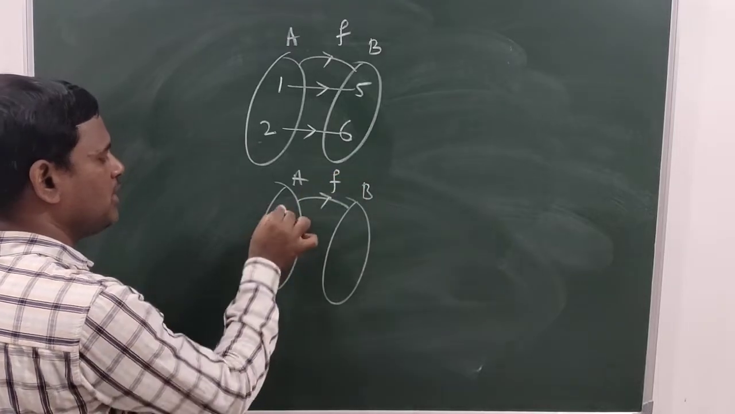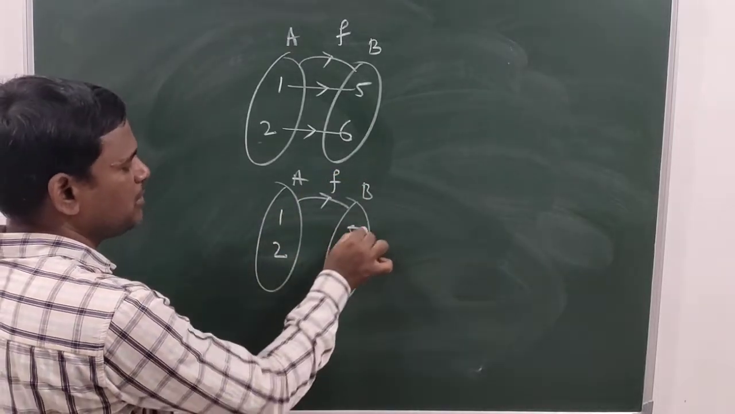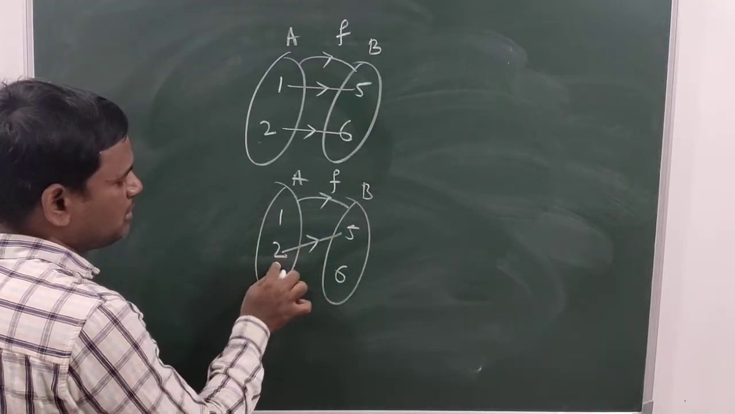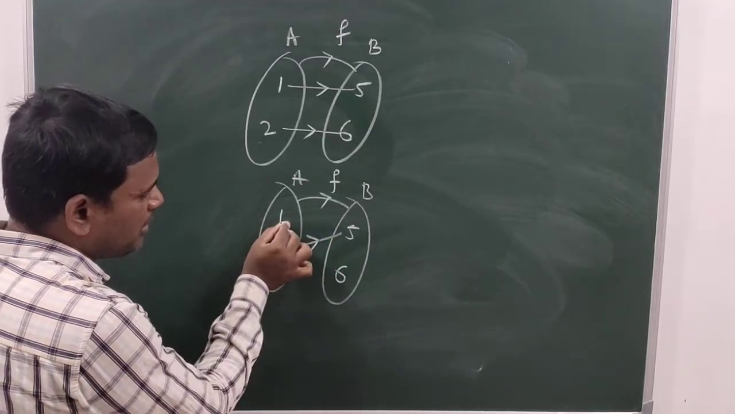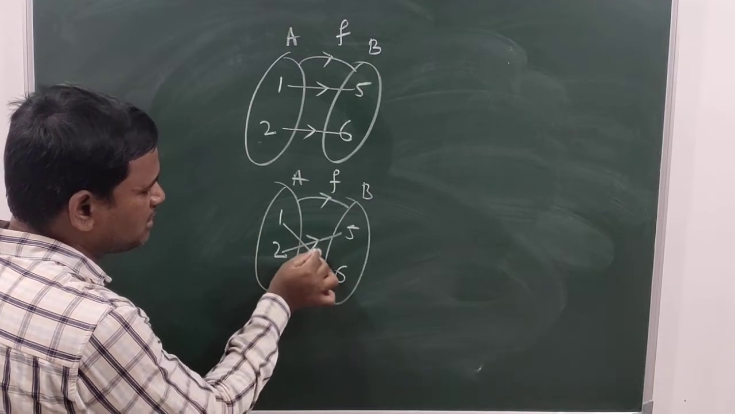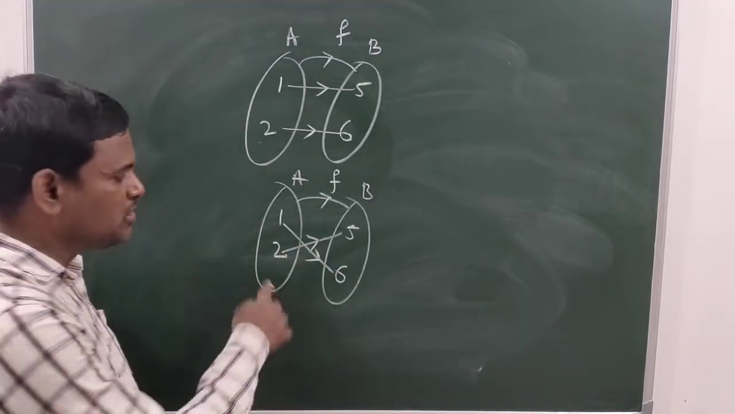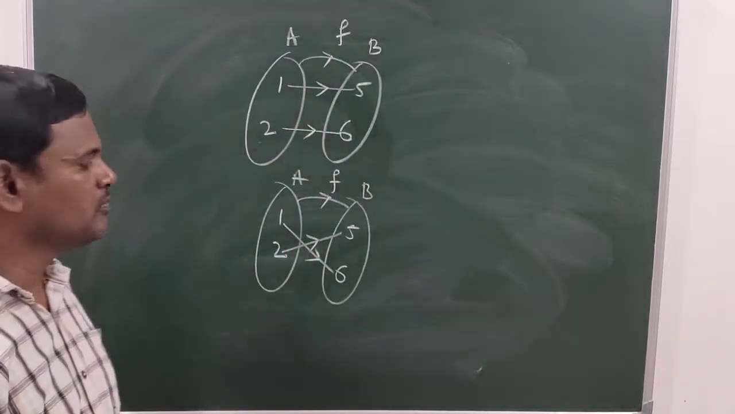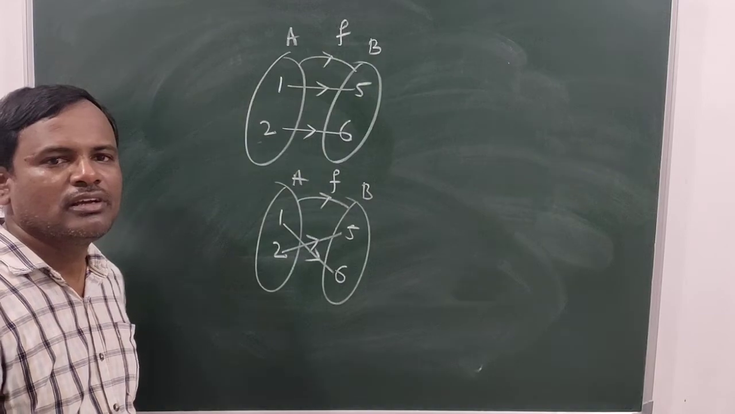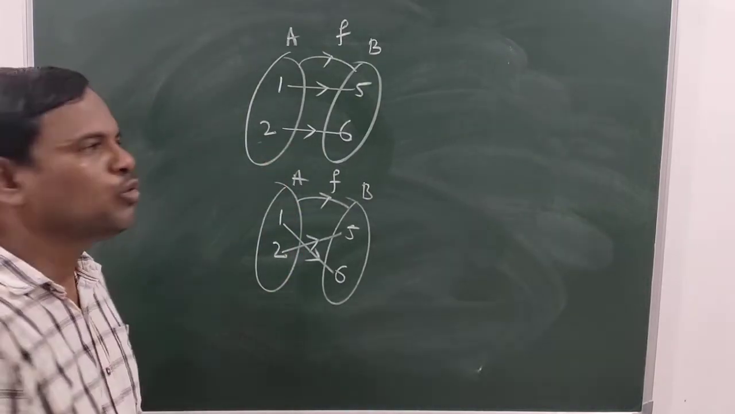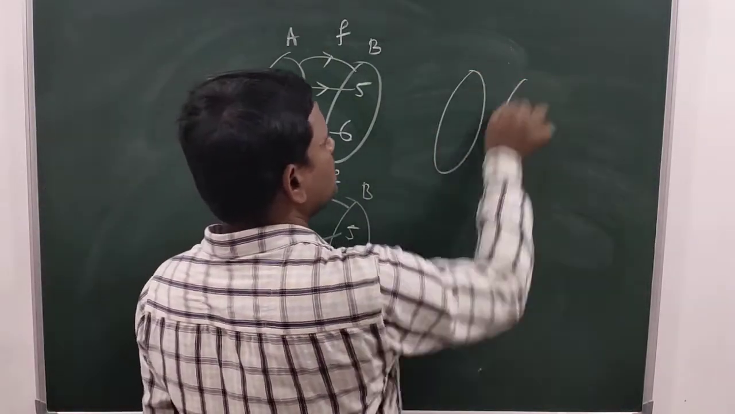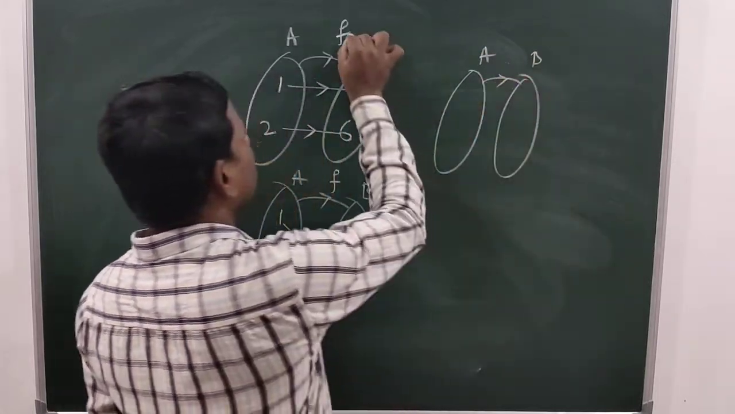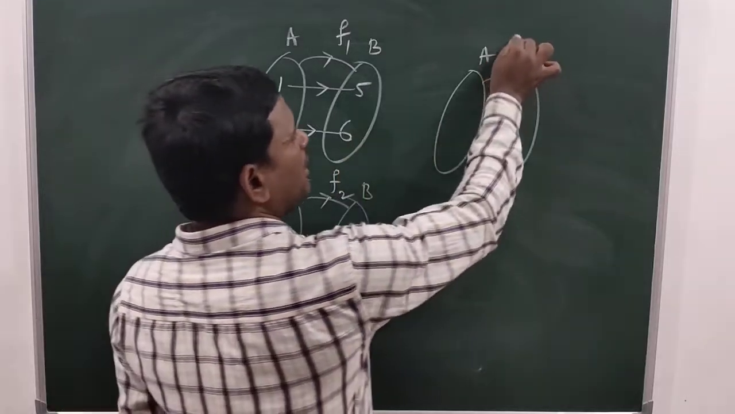Here you take the same elements in set A and the same elements in set B. Here 1 may be mapped to 5, 2 may be mapped to 5, and you can take the image of 1 as 6. So this is one more possible function from set A to set B. Am I right? So still any more? 2 more are possible. Let it be F1, F2 and F3.